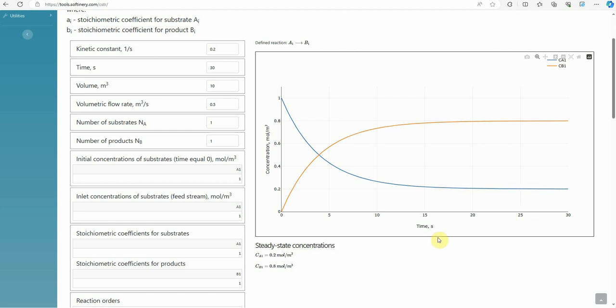The application also calculates the steady-state concentrations automatically. They are shown below the diagram. If we change the number of reactants or any other parameters, the values are updated.